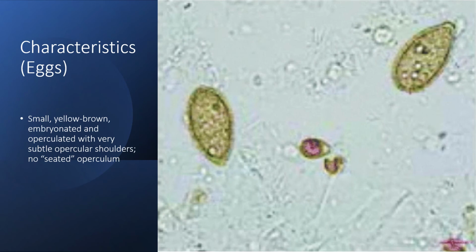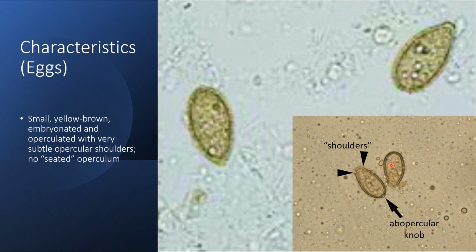So the eggs, they have both similar eggs. Okay, so small, yellow-brown, embryonated, and operculated with very subtle or slight opercular shoulders. That's why your heterophyes, guys, is quite similar to your Clonorchis and Opistorchis nga egg.